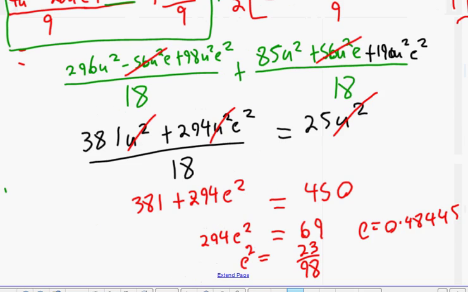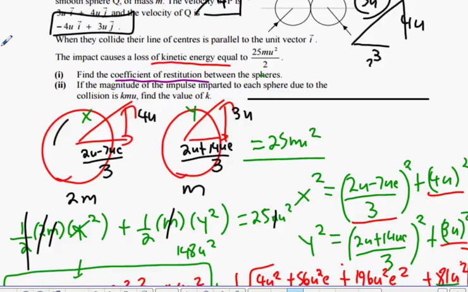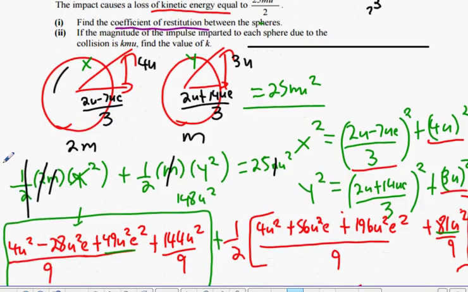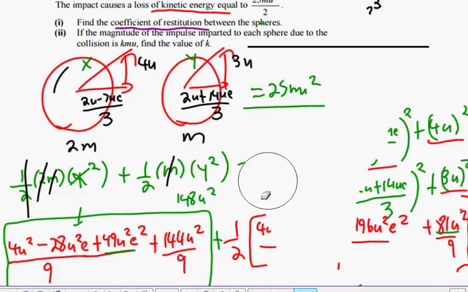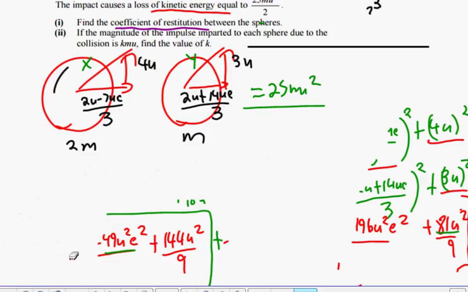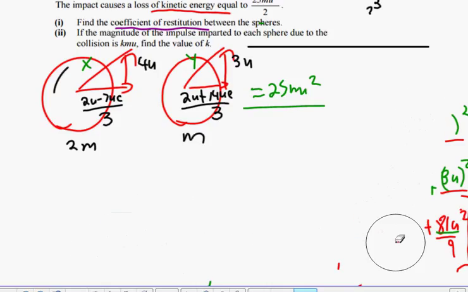Now, next part of the question. If the magnitude of the impulse imparted to each sphere due to the collision is kmu, find the value of k. Now, what is impulse again? Can anybody tell me? It's mv minus mu. Okay? So I'm going to get rid of all of this for a second. mv minus mu.